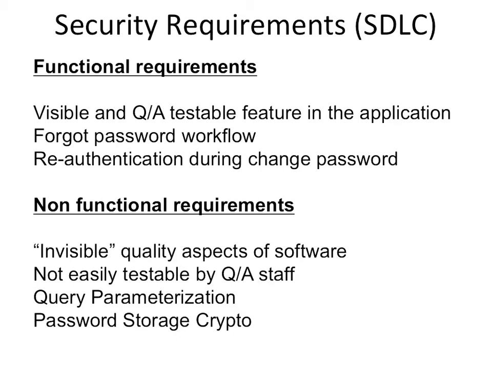And let me break it down. Number one, we have functional requirements. These are visible features that we can see in software. Forgot password workflow. That's a visible feature that I can spec out, build with a normal developer, and have QA verify if that works to some degree without needing a security professional, because it's visible, it's clickable, I can script the testing. That's a great thing.